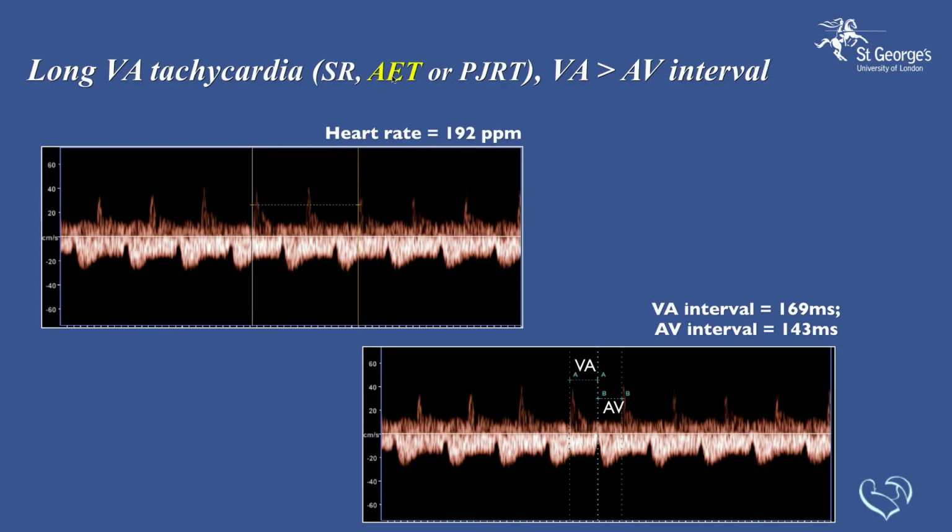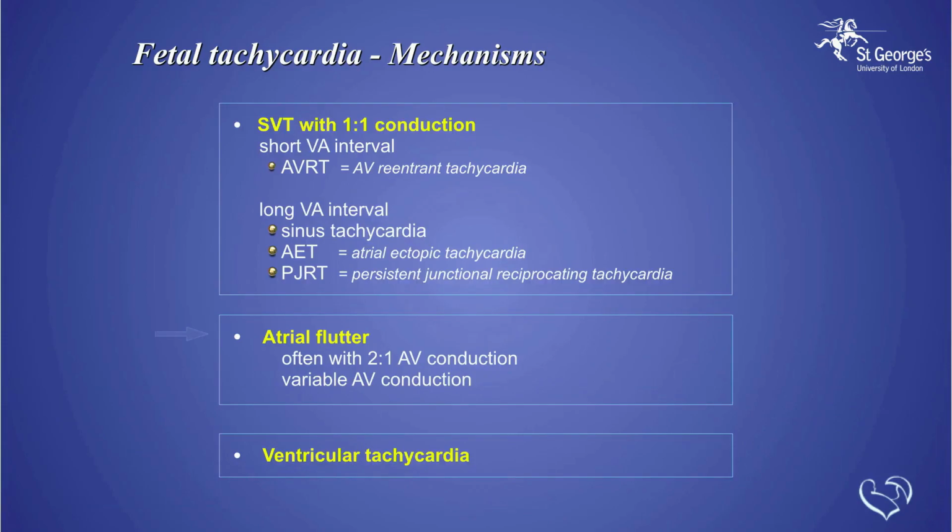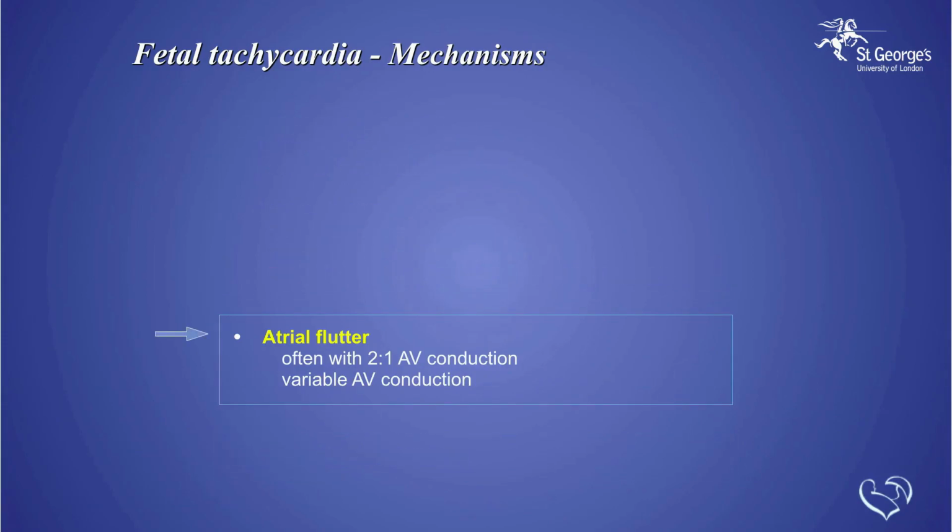This is relatively more common as an atrial ectopic tachycardia. You see here the pattern is quite similar to the normal pattern of the pulmonary vessels. The heart rate here is 192. It tends to be a bit slower than the SVTs. And if you measure the interval between the ventricle and the atrium, in this case the ventricle is just a little bit longer than the atrial interval, the VA compared to the AV interval. So those are the two most common ones, atrial flutter and SVT with one-to-one conduction.